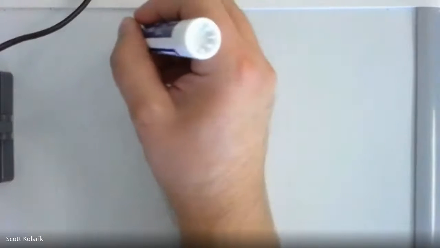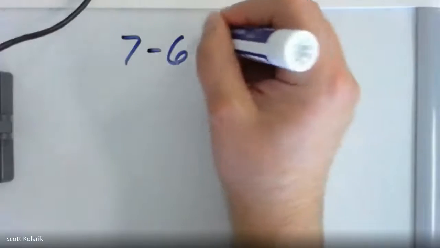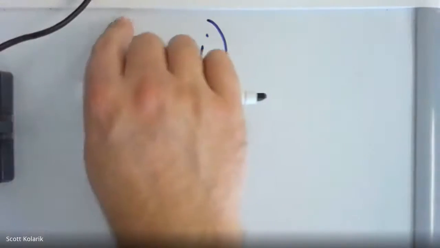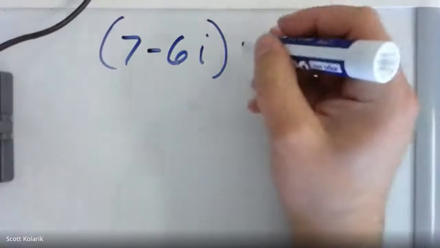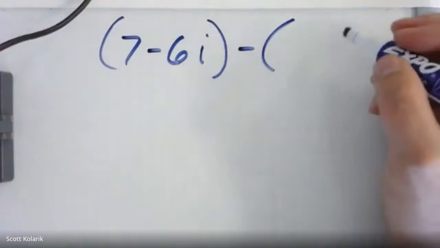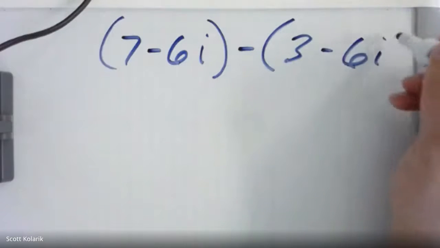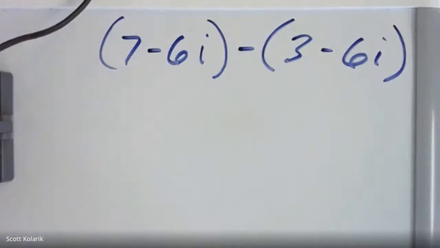So in this problem, we're given the following. We're given 7 minus 6i, and they put it in parentheses, telling us, all right, well, this group of stuff, this 7 minus 6i, I'm going to subtract this other group of stuff, this other binomial, this 3 minus 6i. All right, so my job here is to simply subtract these two items.